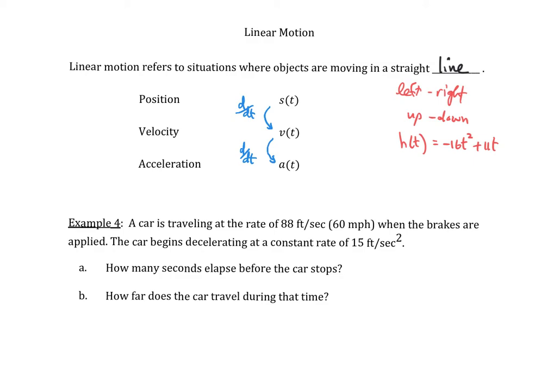So what I want to talk about now is going in the opposite direction. So if I want to go from acceleration to velocity, you need the anti-derivative. Okay? Same thing, if you want to go from velocity to position, you need the anti-derivative. So why don't we look at an example to see how this works?